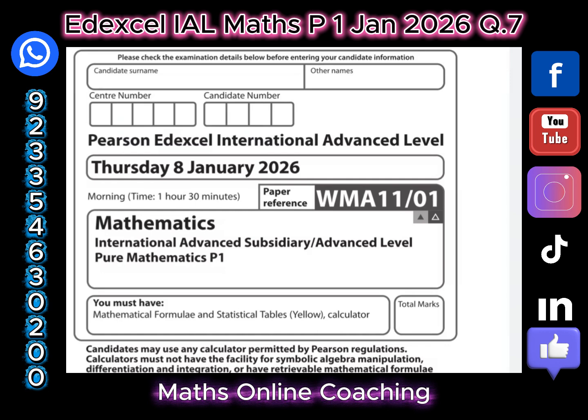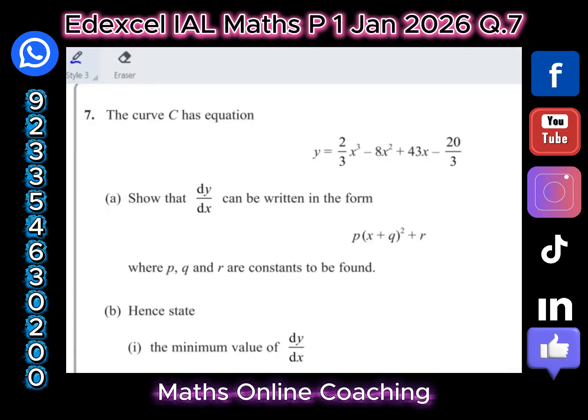Today we are going to solve a question paper of Pearson Edexcel International A-Level Mathematics, Pure Mathematics 1, January 2026, with paper code WMA1101. Question number 7. The curve C has the equation y is equal to 2/3 x cubed minus 8x squared plus 43x minus 20/3.